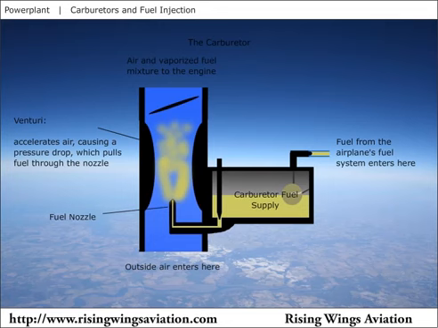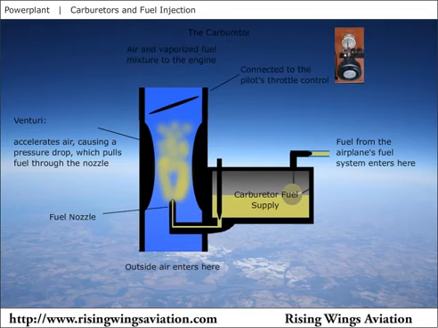Next, the fuel-air mixture encounters a throttle valve inside the carburetor. The pilot manipulates the position of the throttle valve to adjust the engine's power. At idle power, the valve is nearly closed, greatly restricting the flow of fuel and air to the engine. At full power, the valve is completely open.